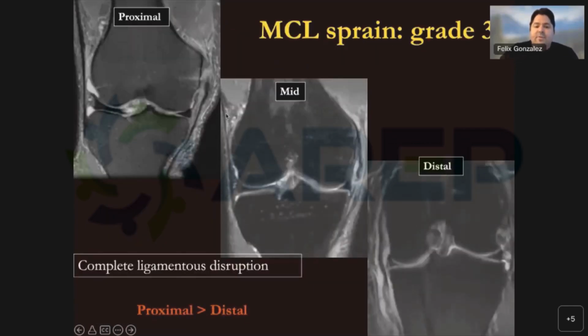And then a grade 3 will basically be a complete rupture, a complete full thickness tear of the ligament. So you have 3 different injury levels here. Here you have proximally, at the level of the femoral condyle attachment. You have a mid-level injury here at the level of the joint line or meniscus, and then distally near the attachment at the tibia. That's the injury here. Usually in terms of frequency, the more proximal injuries occur more frequently than distal injuries, and they are managed differently.